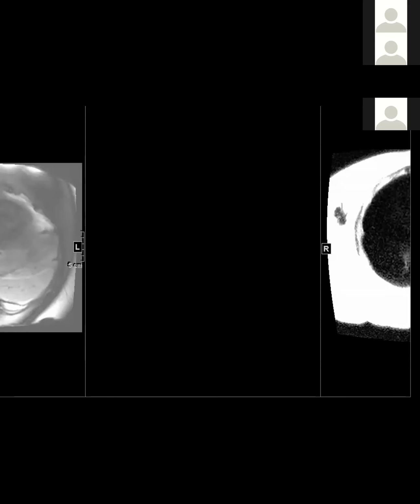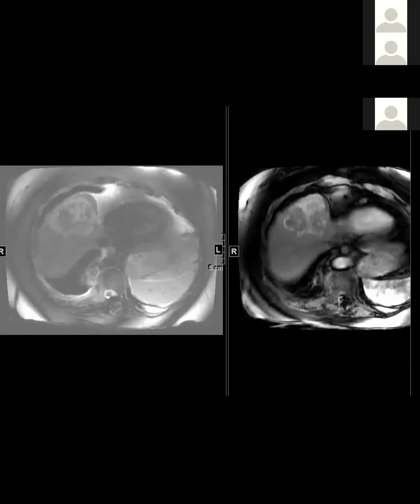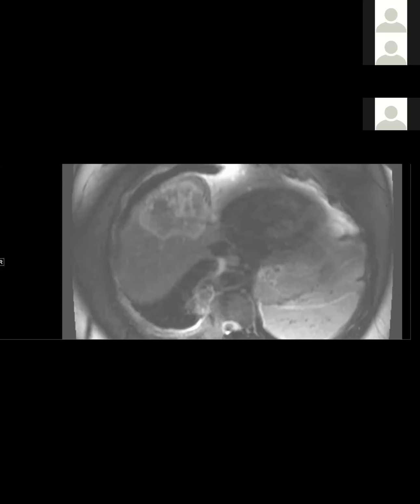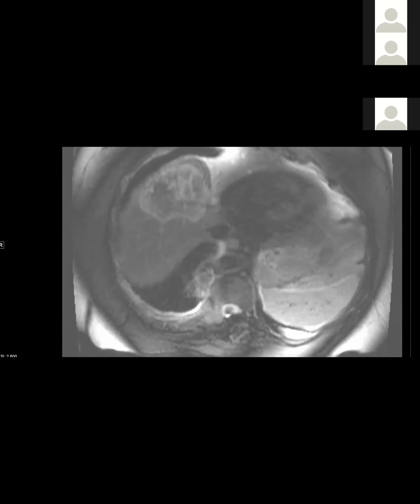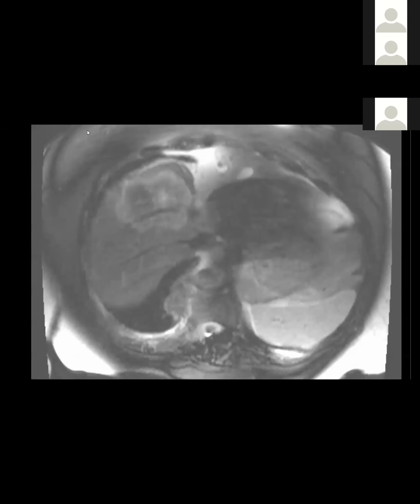This is a very interesting case. The patient came to us with this mass. This was an outside study, and the clinical indication was a patient with growing hemangioma, and potentially do a biopsy. So this was the T2 appearance of the mass.